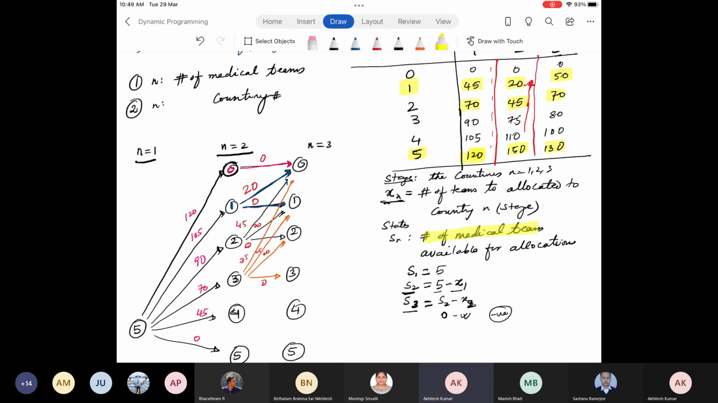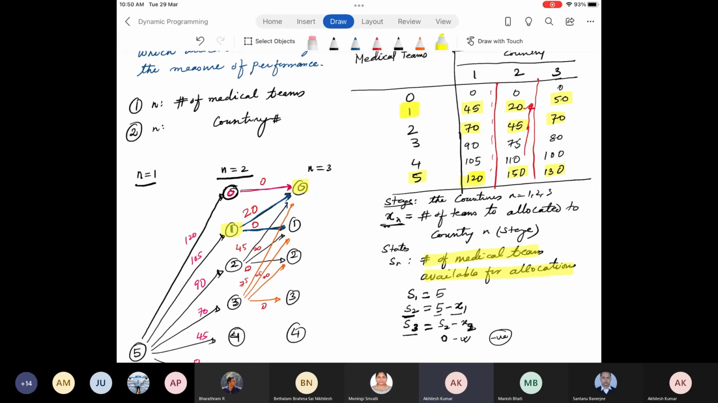Read this: number of medical teams available for allocation. So how many teams did I have available if I'm in this state? One team. Now I have taken some decision that has made it 0 in the next stage. So what is that decision? That team is allocated to country 2. So if one team is allocated to country 2, what is your life expectancy increase? 20? Yes, so that 20 has come.